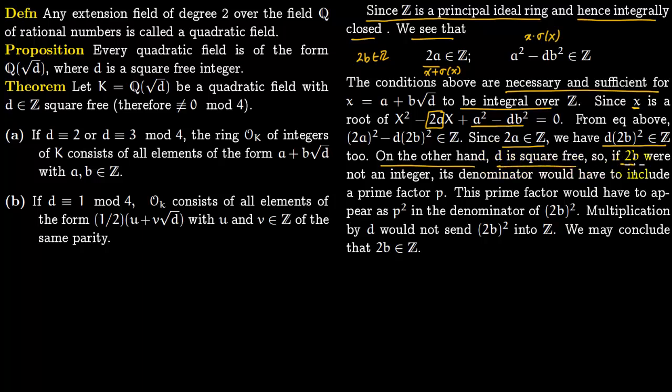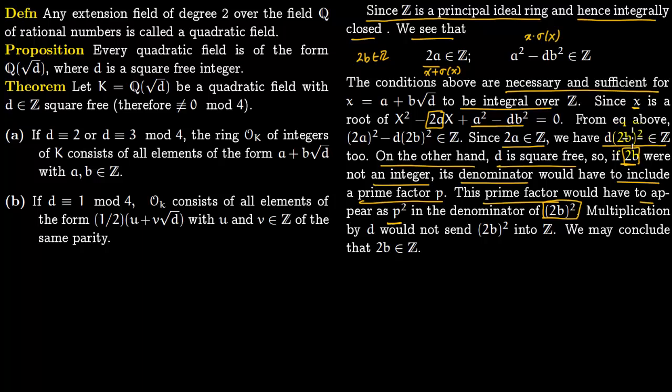So 2b we want to prove is an integer, so now we have to prove by contradiction. If 2b were not an integer, then its denominator would have to include a prime factor p. So if it is not an integer, it's a fraction of some form. If it is a fraction of some form, it has a denominator, and the denominator will have a factor p. And this prime factor would have to appear as p squared in the denominator of 2b squared.